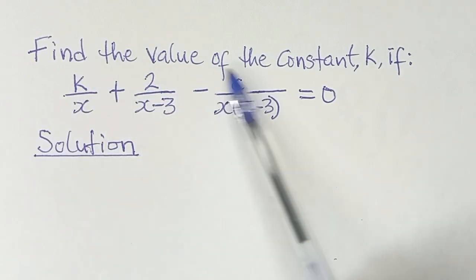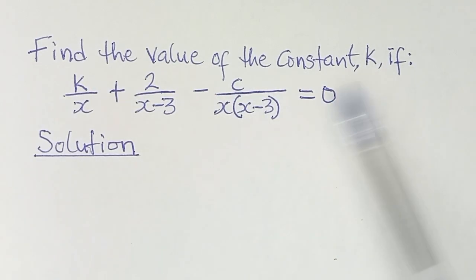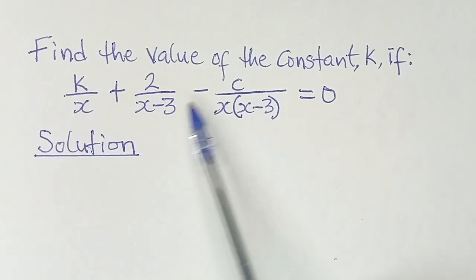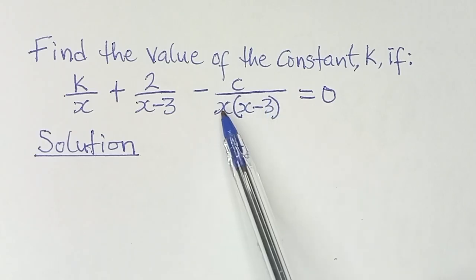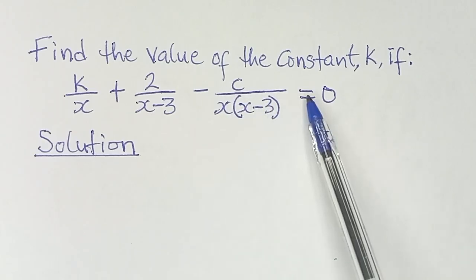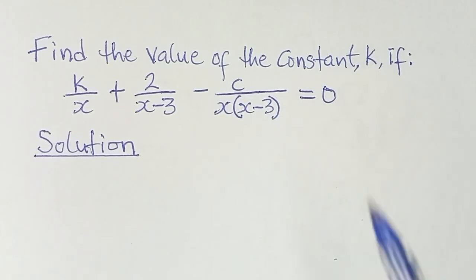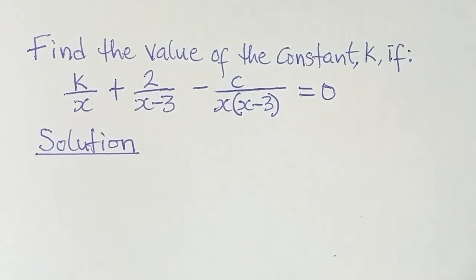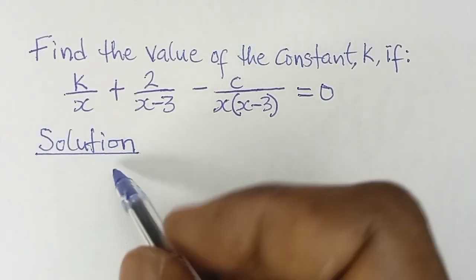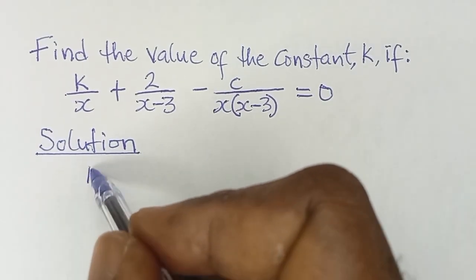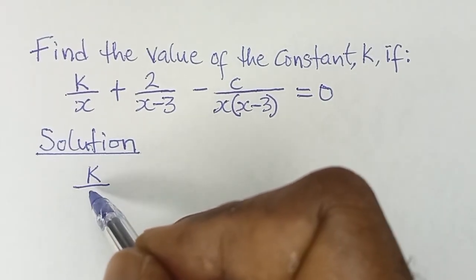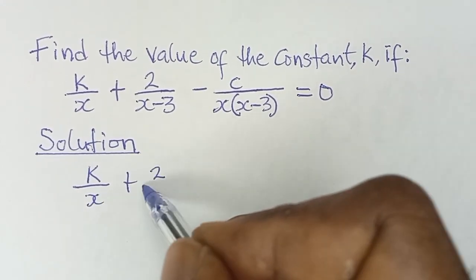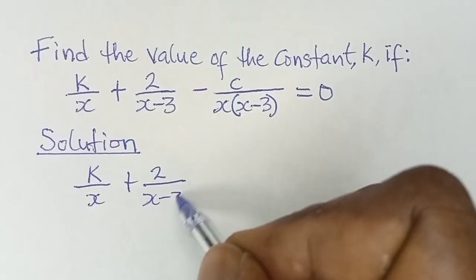Find the value of the constant k if k over x plus 2 over x minus 3 minus c all over x multiplied by x minus 3 is equal to 0. Now, let's solve this quickly with a very simple method. Let me write the equation here as k over x plus 2 all over x minus 3.